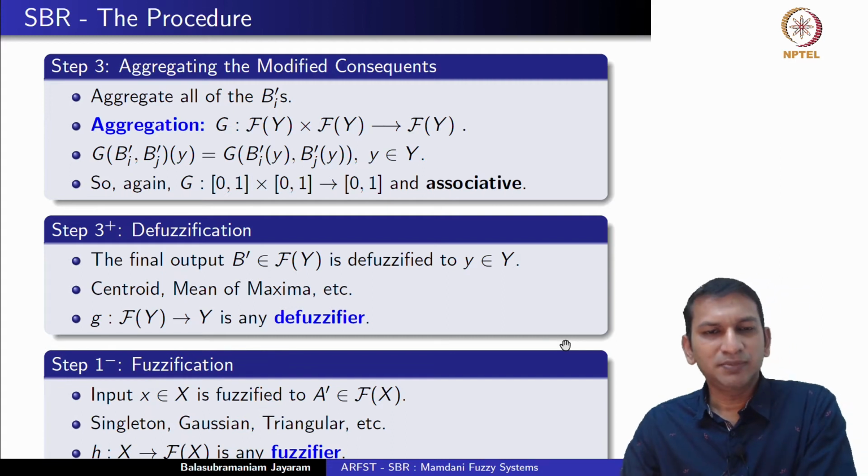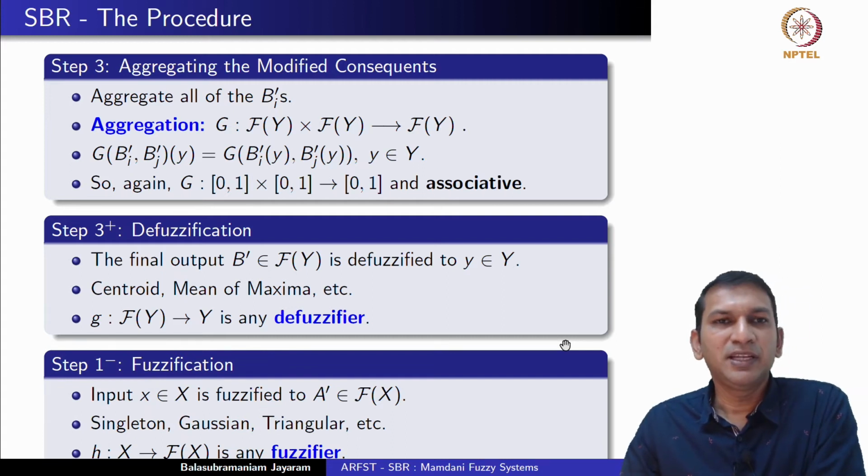There is also another step that is there. That is, typically if you are given only a value and not a fuzzy set, then we do the reverse of defuzzification, which is called fuzzification. We have seen how to obtain a singleton fuzzified value of a given input. Also, we have seen how to obtain triangular fuzzification or Gaussian fuzzification.